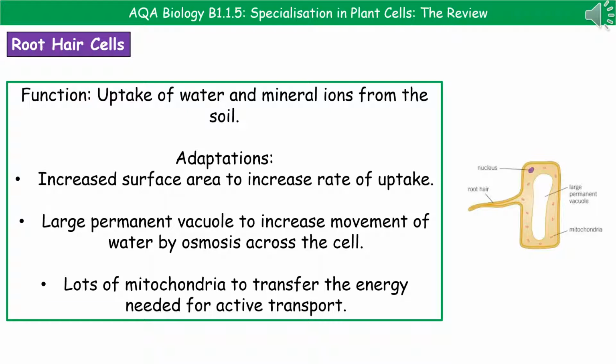The first one is that they've got an increased surface area, which means that the rate of uptake is going to be increased, and they've achieved that by having those little hairs sticking off the side, so it increases the surface area. Second is they've got a large permanent vacuole in the centre there, which is all to do with increasing the movement of water by osmosis across the cell. And the third and final one is they've got lots of mitochondria present in order to transfer the energy that's needed for active transport of the mineral ions.